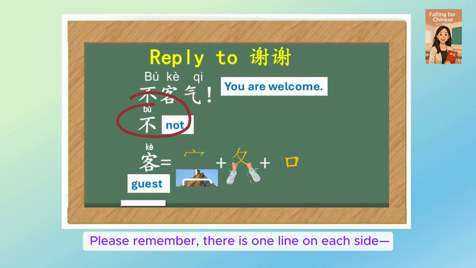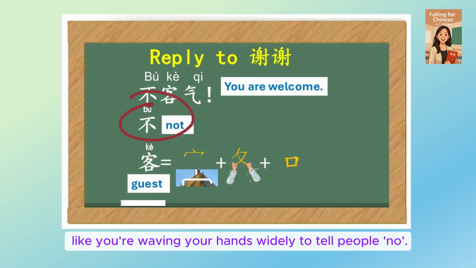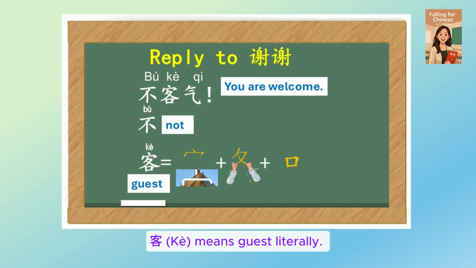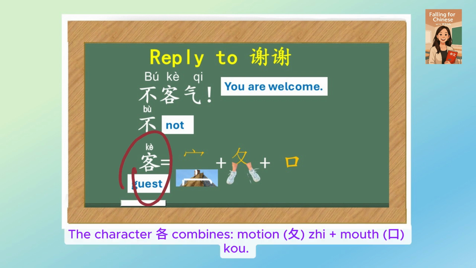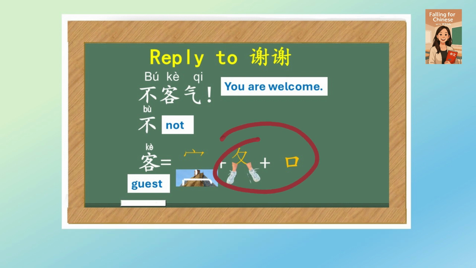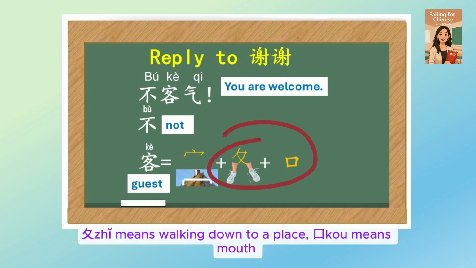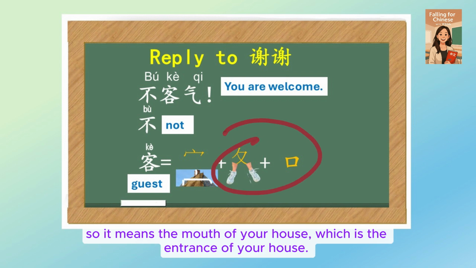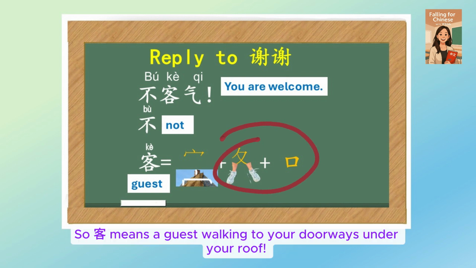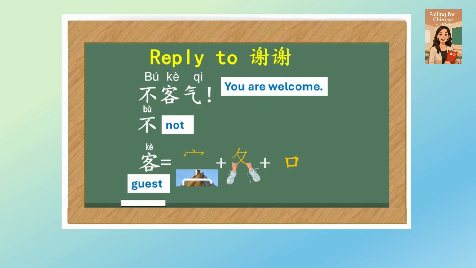不, please remember, there is one line on each side, just like you are waving your hands widely to tell people no. 客 means guest, literally. It's formed by roof plus 个. The character 个 combines motion, 直, and 口. 直 means walking down to a place. 口 means mouth. So it means the mouth of your house, which is the entrance of your house. So 客 means a guest walking to your doorways under your roof.